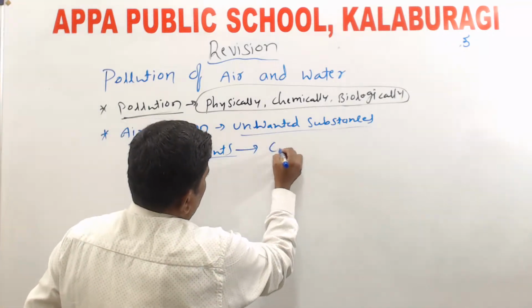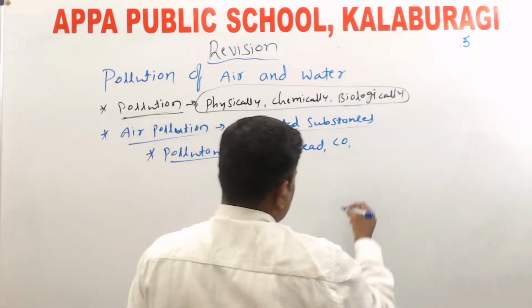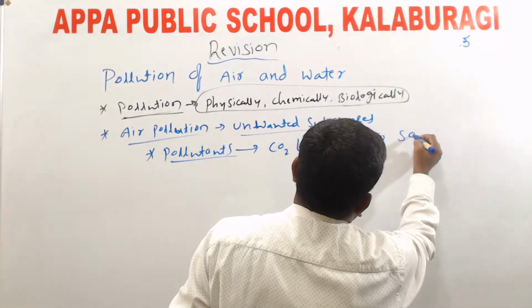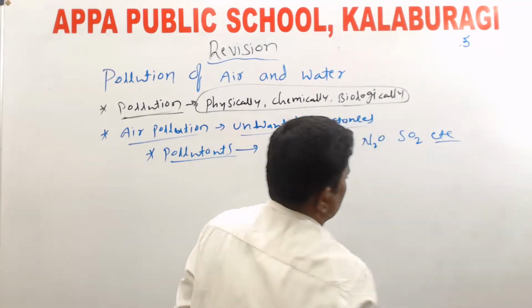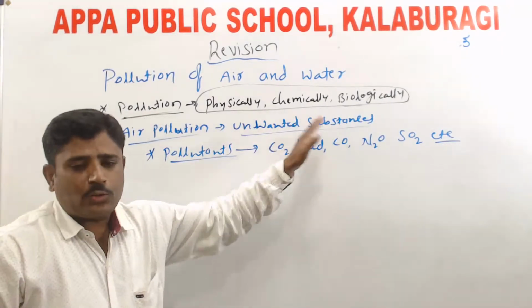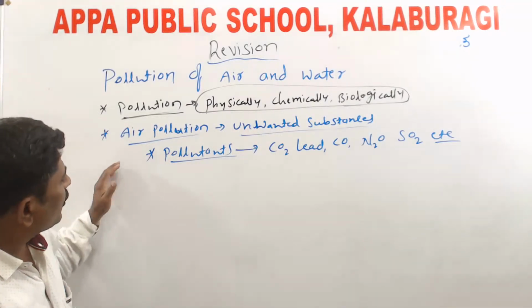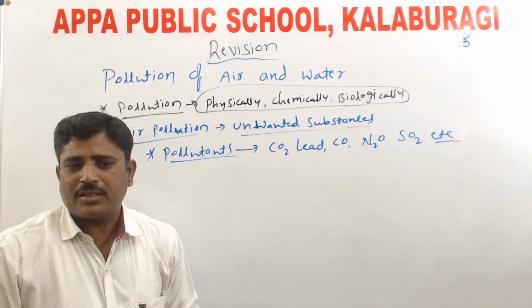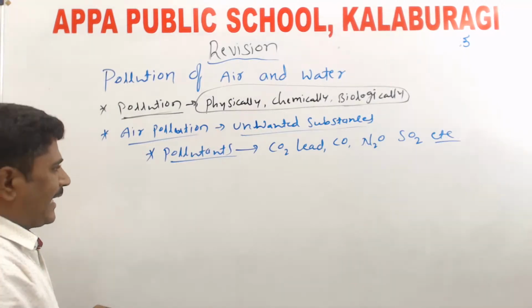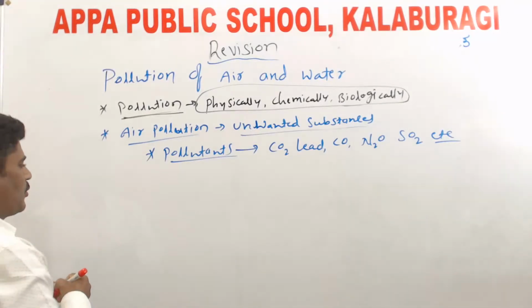What are these? Carbon dioxide, lead, carbon monoxide, then nitrogen oxide, sulfur dioxide, smog, like this. So many pollutants are there. They can pollute the environment. They can pollute the air, and because of that we say air pollution, isn't it? Yes. Causes of air pollution. What are the reasons for air pollution? Let us see that one by one.